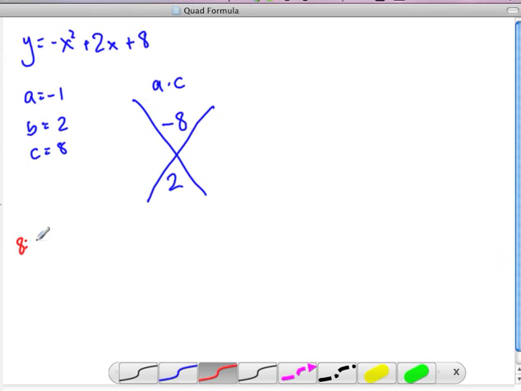And so I got to ask myself, 8 can be 8 times 1, or it can be 4 times 2. But whichever one of these I use, I have to be able to get 2. So I'm going to go with 4 times 2. And as I take a sip of my tea, I realize that they can't both be positive, because +4 times +2 would equal +8. But I have to have -8. So I'm going to put my negative here, because 4 times -2 equals -8. And 4 minus 2 is 2.